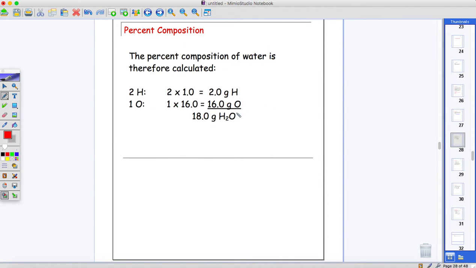For example, if we're talking water, water has 2 hydrogens and 1 oxygen. So we know that each hydrogen has a molar mass of 1.01. So 2 times 1.01 is actually 2.02 if you go to 2 decimal points like I do, and I'm going to encourage you to, at least in my course. And so when you add that up, you get 18.02 grams of H2O as your total.